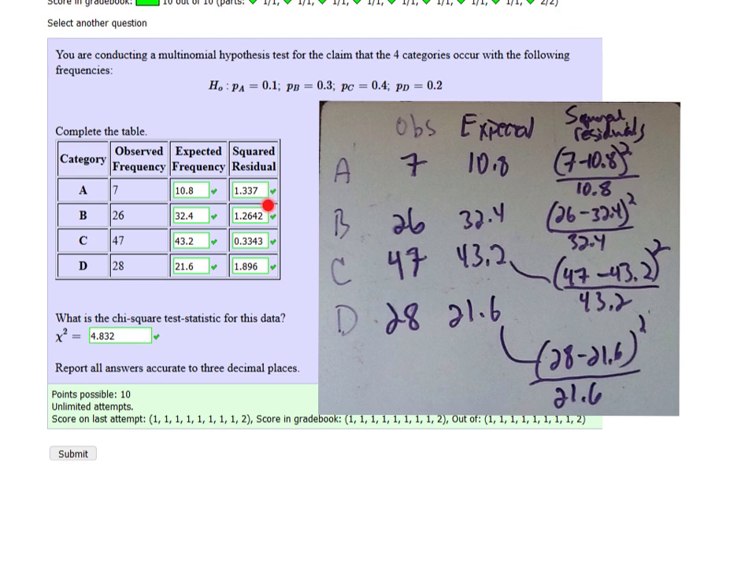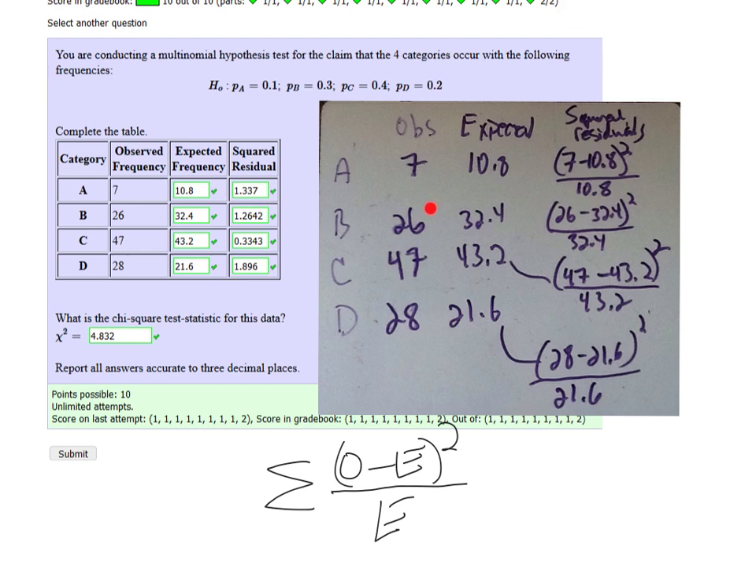Now, to get these squared residuals, remember what we're doing is this part of the chi-square test. We're doing the observed minus the expected, squaring that difference, and dividing by the expected. So what I did is I took the 7, which is our observed, minus our expected. I got that answer, squared it, raised it to the second power, and then divided that answer by the 10.8, which is the expected. And that's where I got the 1.337-ish.